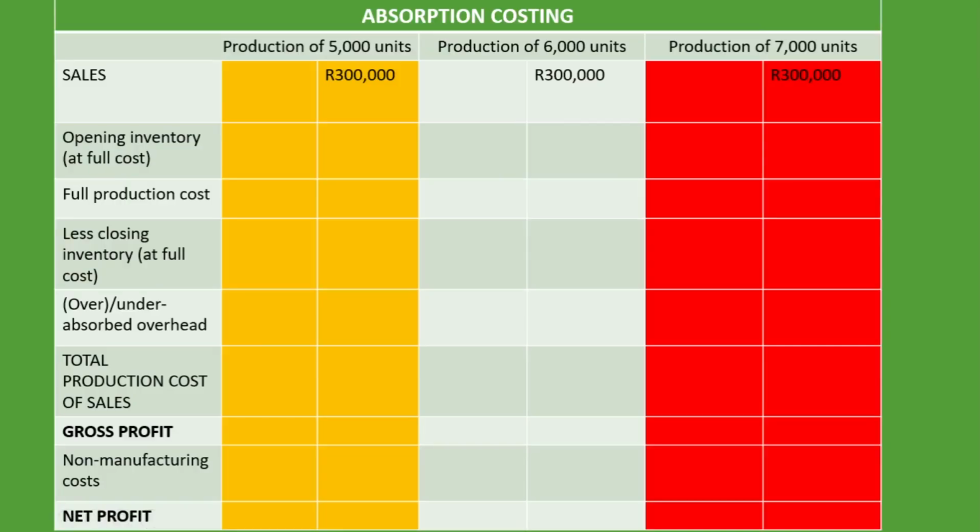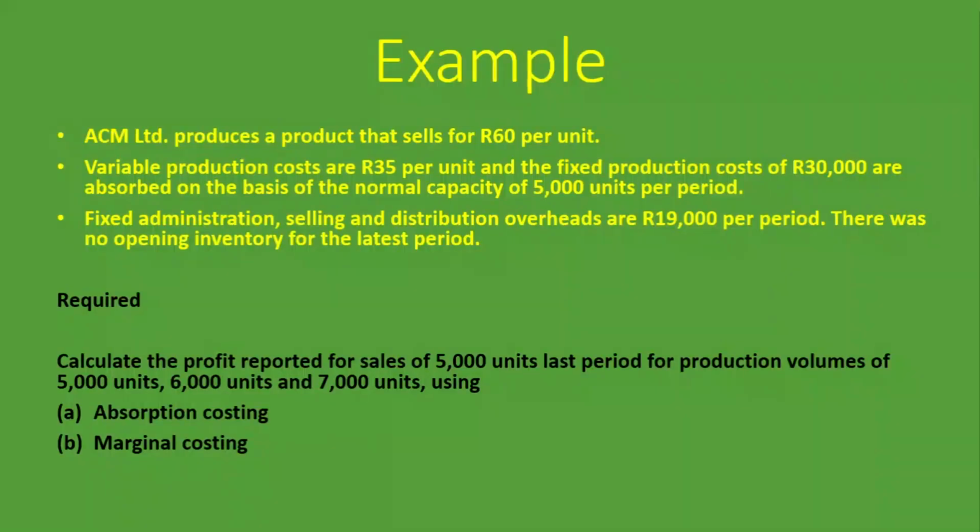Remember, we're told that we had no opening inventory during the latest period. So for all the 3 production volumes, we did not have any inventory in stock. But if we had opening inventory, remember, with absorption costing, we use the full production cost. That would be both variable and fixed production costs. So if we were to do that, we have to figure out what the full production cost per unit is. Well, first we are told that the variable production costs are 35 Rand per unit.